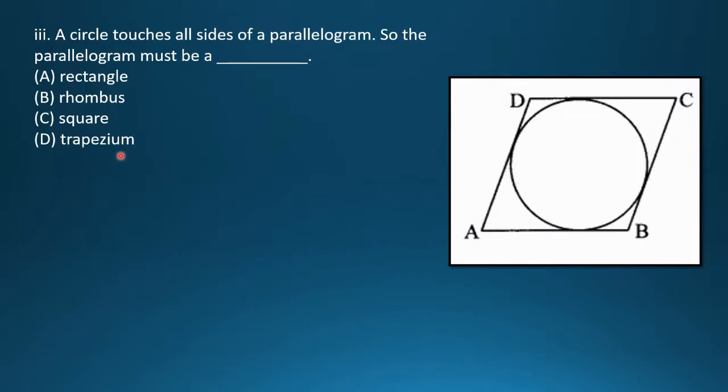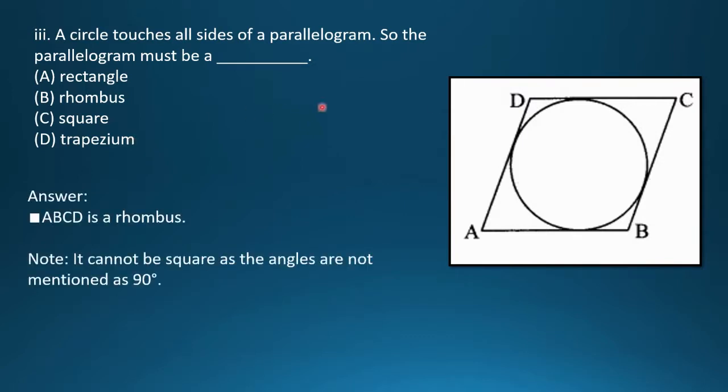If you see the following figure, the circle touches all the sides of the parallelogram ABCD. So what should this parallelogram ABCD be? The answer is ABCD should be a rhombus, because it cannot be a square nor a rectangle, because angles are not mentioned to be 90 degrees. If the angles are 90 degrees, then we can say it could be a rectangle or a square, but neither is given in the question. So this parallelogram should be a rhombus. So answer B is the correct answer.